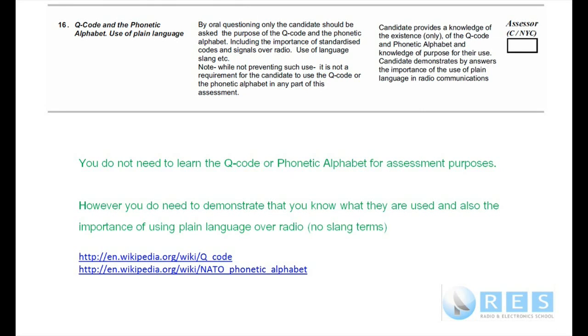So that's the Q code and the phonetic alphabet. A very rudimentary understanding of their purpose is all you need. You do have a copy of the Q code, well, not the full Q code. The full Q code's very big, but you have a subset of the Q code in your foundation manual, and you also have the phonetic alphabet, but you do not have to commit them to memory for your assessment. Just know their purpose.